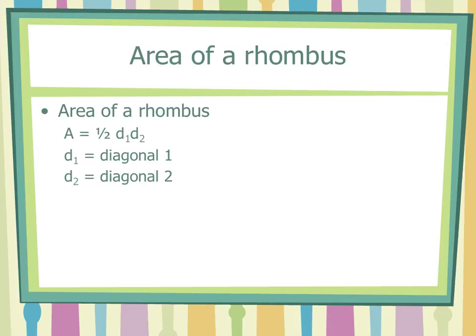Then you've got area of a rhombus, which is 1/2 diagonal 1 times diagonal 2. So if we remember, a rhombus is a parallelogram with 4 congruent sides. If this is diagonal 1 and this is diagonal 2, and it doesn't matter which one's which, I'd multiply them together and divide by 2. So would it be the whole diagonal? It's the whole diagonal times the whole diagonal times 1/2.